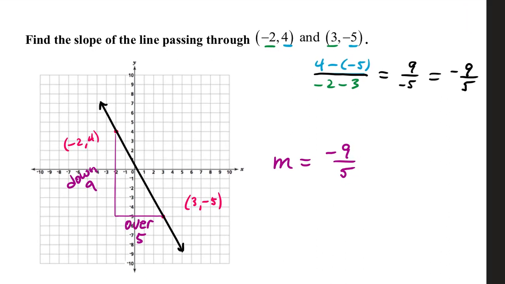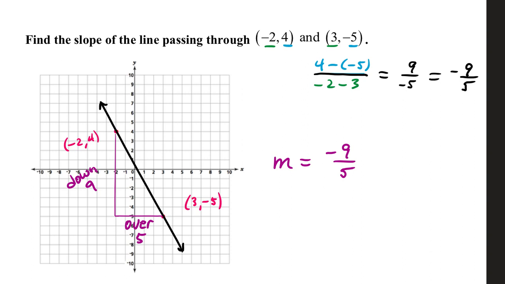Find the slope of the line passing through the points (-2, 4) and (3, -5). First, let's go ahead and plot these. (-2, 4): left 2, up 4, there's where that point is located. (3, -5): from the origin we go right 3, down 5, so we've identified our points.